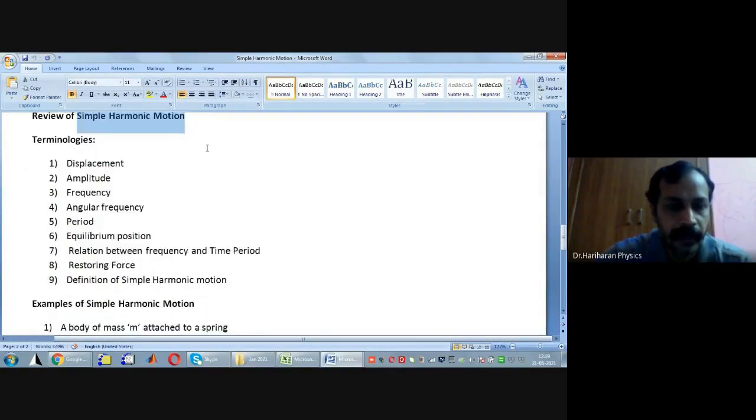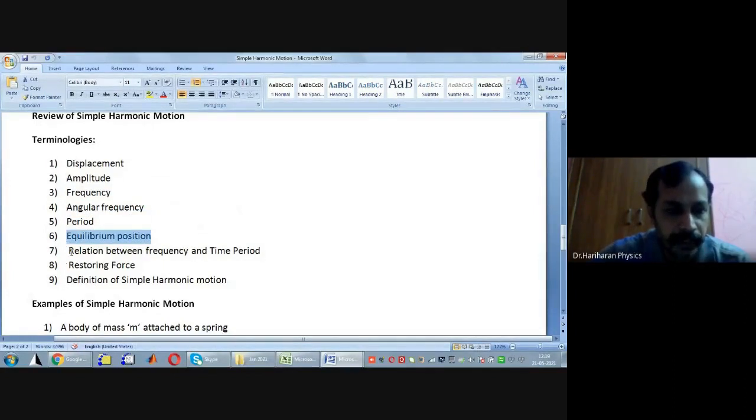So along the way, we will be defining the following terms, which we call technical terms. They are something related to displacement of an object that is performing a simple harmonic motion. Then what is amplitude of oscillation? Then we'll look at the frequency of oscillation. Then we'll look at angular frequency. We will define what is time period. Then we'll define what is equilibrium position.